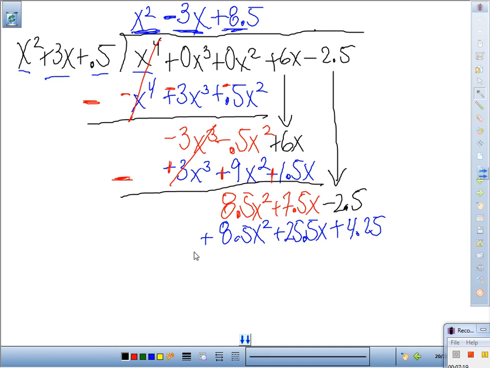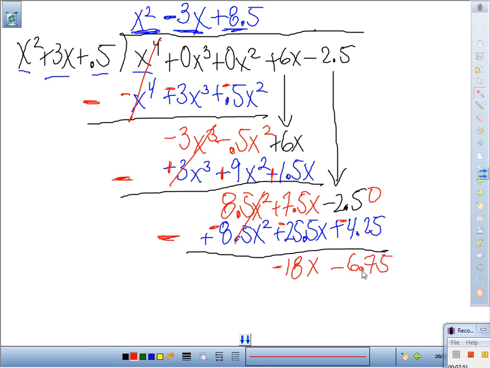All right, so then we're going to subtract. I need to see the subtraction so I can change the sign of everything here. All right, this cancels. 7.5 take away 25.5 leaves me with negative 18x. I got negative 2.5 and negative 4.25. Let me put a 0 here, so that gives me negative 6.75. This is my remainder.